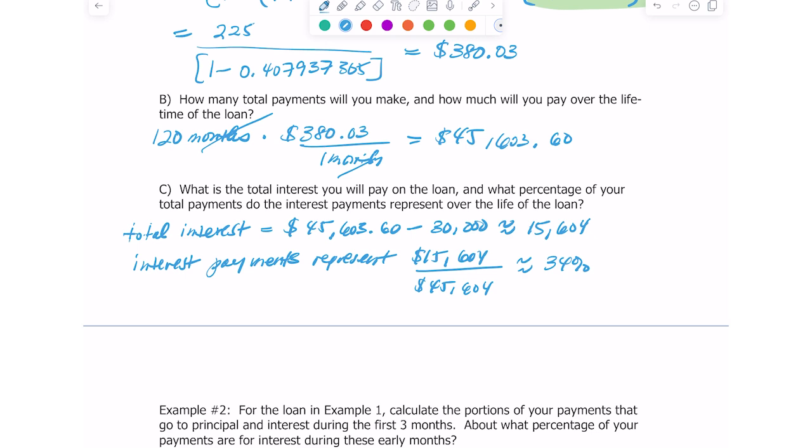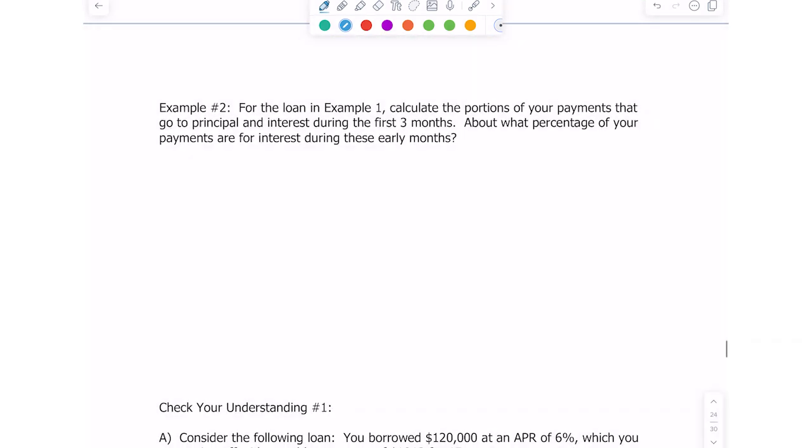Okay, let's look at another example. For the loan in example 1, we want to calculate the portions of your payments that go to the principal and interest during the first 3 months, and about what percentage of your payments are for interest during these early months. Okay, so how do we figure this out?